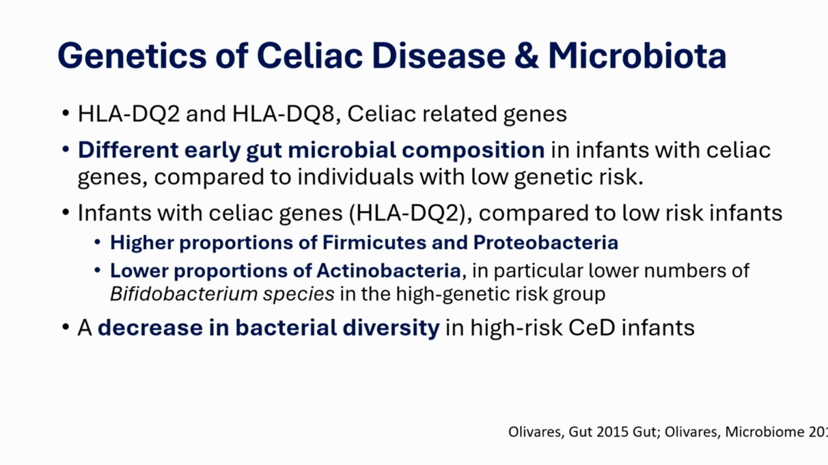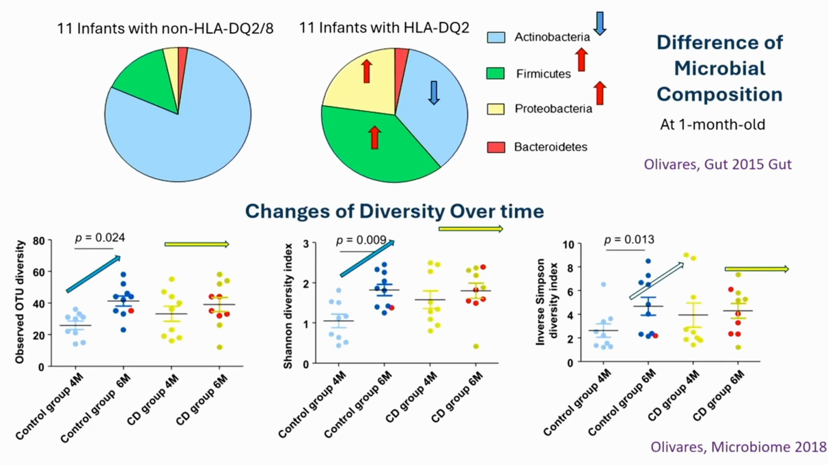High-risk celiac gene infants also showed decreased bacterial diversity in the literature. This paper was published in Gut in 2015, comparing DQ2 and DQ8 infants. Compared to the others, they showed increased Firmicutes and Proteobacteria and decreased Actinobacteria. The same group also looked at 4 months and 6 months. The diversity in the celiac gene group showed an increase over time, with a little difference from the control. The control stayed similar over time.